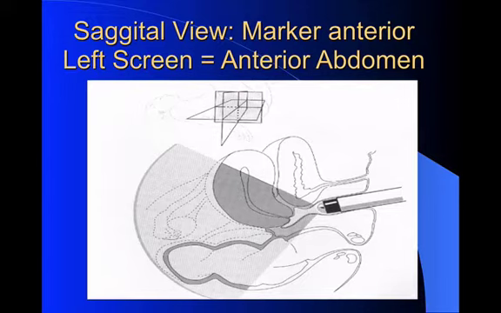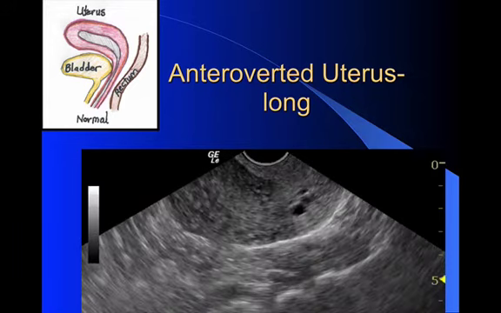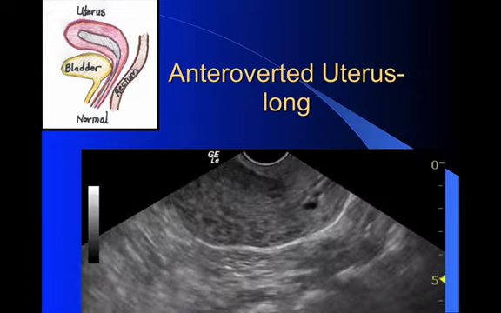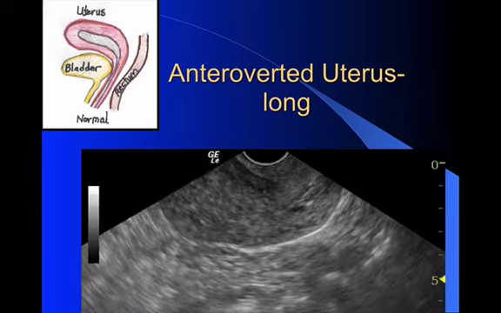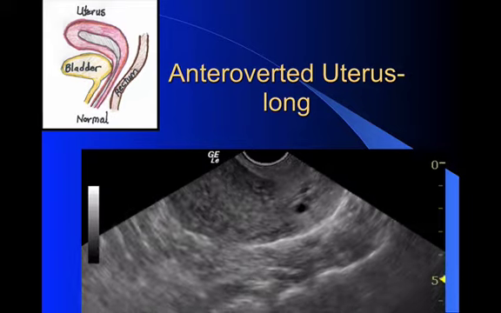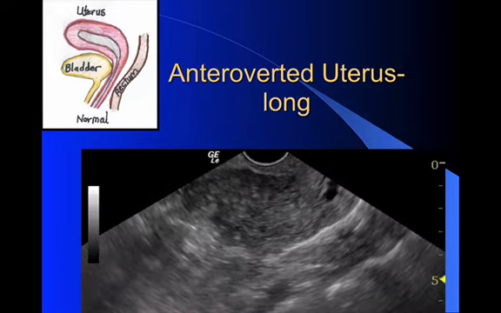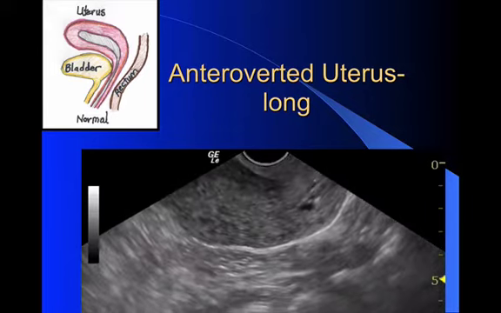So this is an example of the sweep that we take through the uterus when we have a sagittal view. Our marker dot is anterior, and the left side of the screen represents the anterior abdomen. This is an anteroverted uterus with an empty bladder, and we can see that the bladder normally would be cupped over by the uterus, bending forward. What we would see on the left side of the screen would be anterior structures, and on the right side of the screen would be posterior structures or the cervix.